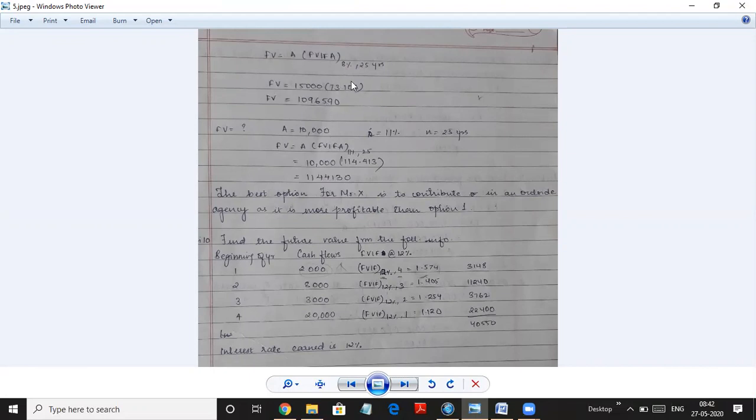But if he says no to the firm and goes and invests in an outside agency the same 10,000, here also he was putting 10, firm was putting 5. So he can say no to this and he can put 10 in the outside agency. He will get 11,44,130 which is greater than that 10,96,590. The best option for Mr. X is to contribute in an outside agency as it is more profitable than option 1. So this is how you can use the annuity values and compare two things also, wherein you decide where Mr. X should invest in this option or that option.